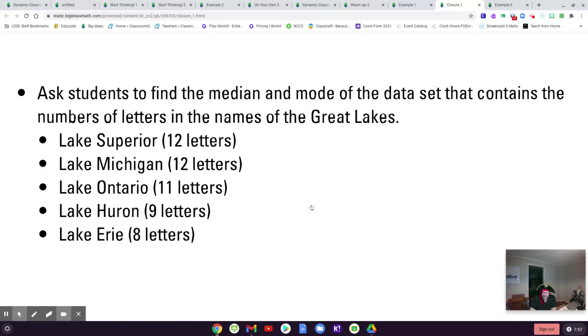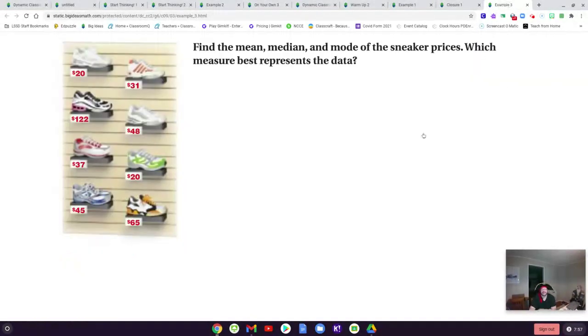What is the median? It is 11, because they're in order, 8, 9, 11, 12, 12, and 11 is in the middle. So the median is 11, the mode is 12. The one that shows up the most is 12. All right, and our final example.